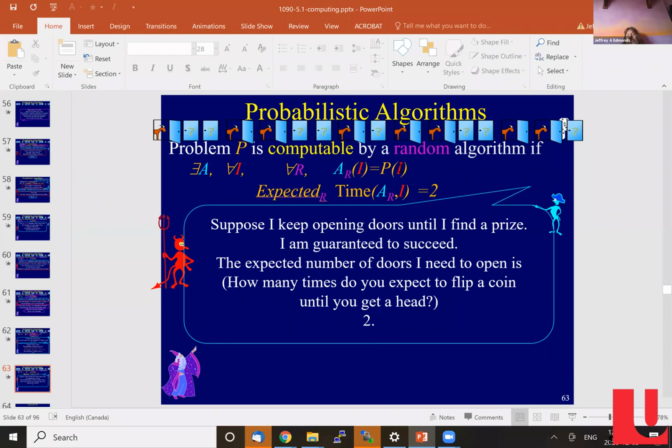But that's only if you don't look in the same door twice. If you keep choosing doors randomly, then it's possible that you have to look at an infinite number of doors. Yes. But the probability of that is so small that it doesn't change the fact that the expected running time is 2. So I didn't mention it, but you're right. When you do really precise calculations, you have to know whether you're doing it with replacement or without replacement.